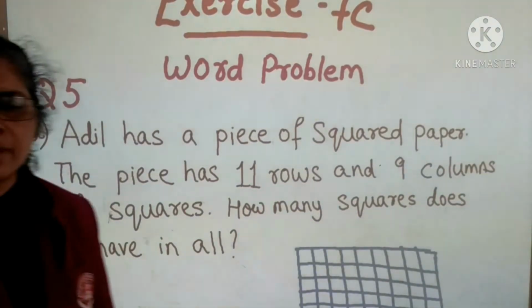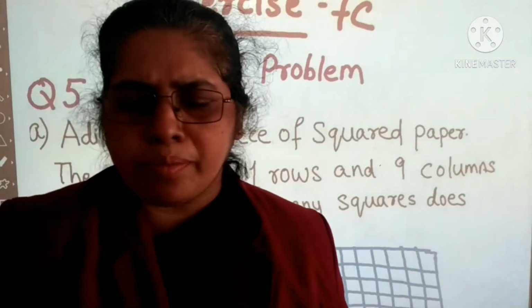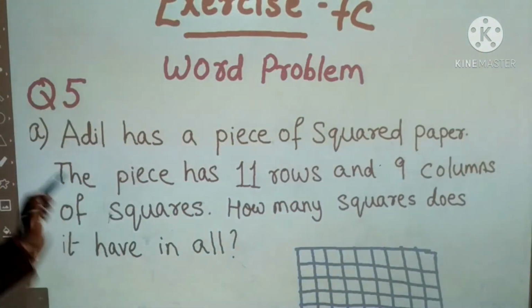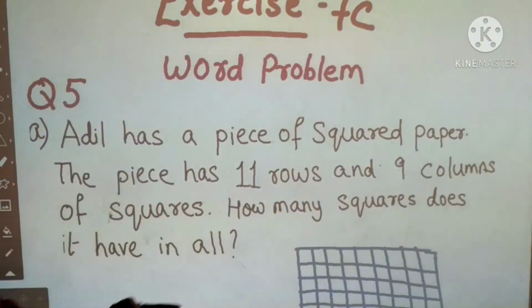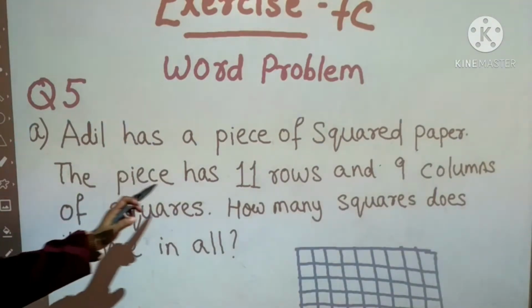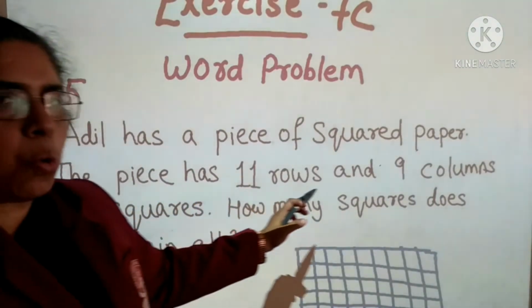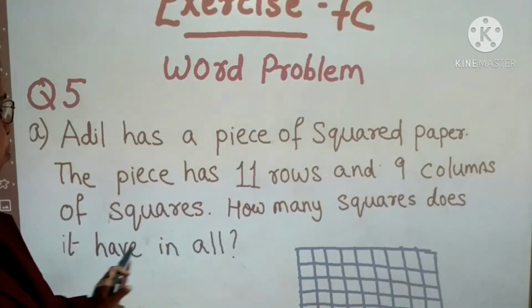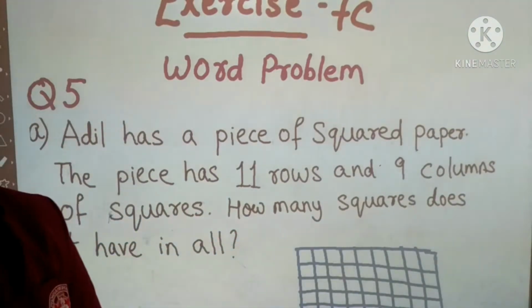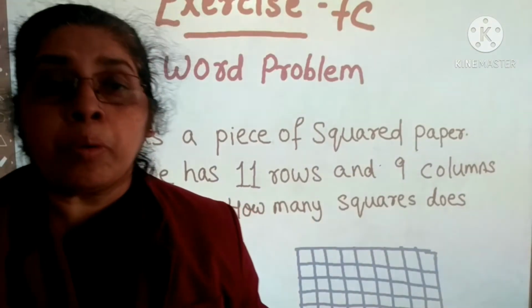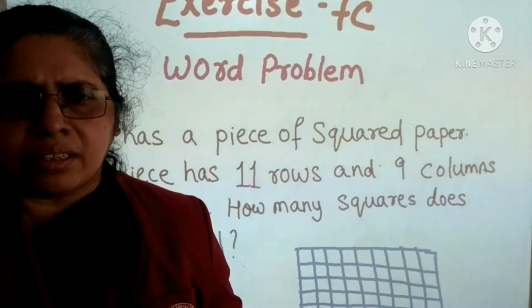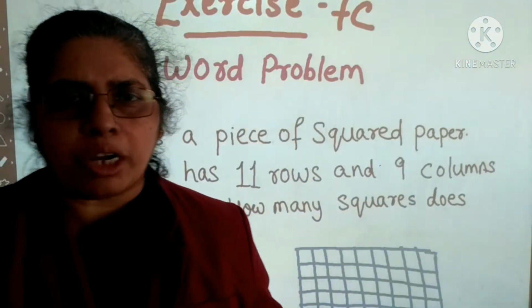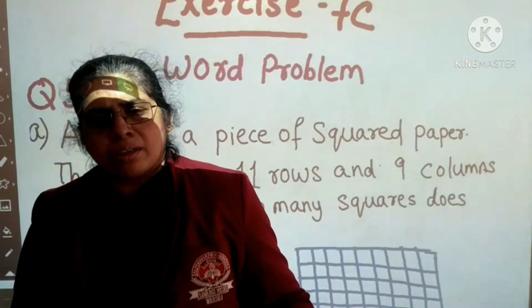Good morning students. We continue with our word problem. Adil has a piece of square paper. The piece has 11 rows and 9 columns of squares. How many squares does it have in all? Adil has a piece of paper. Your maths copy has a square copy, na?